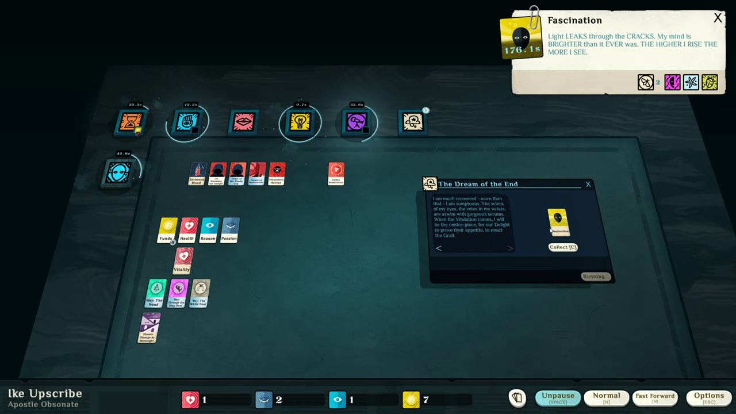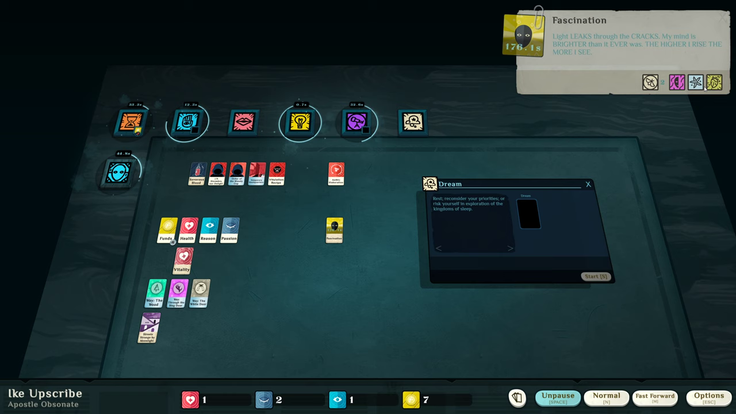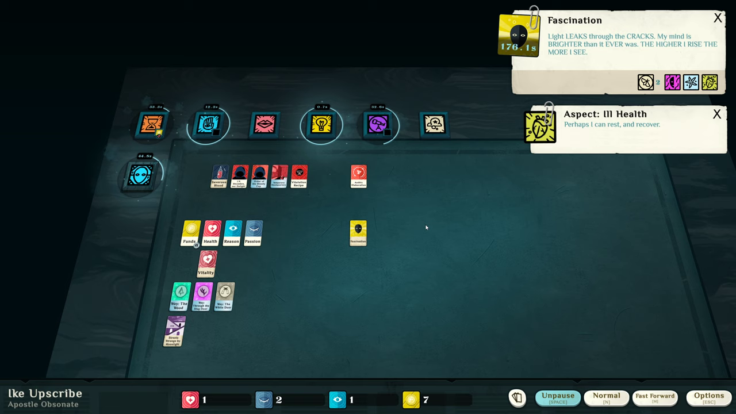So this, of course, is something dangerous. It is ill health, and we currently do not have a fleeting reminiscence or dread to deal with it.